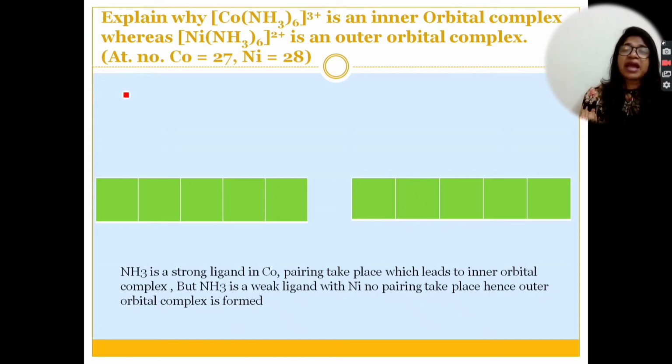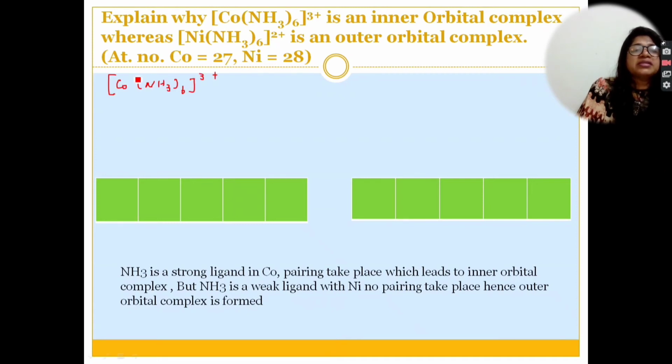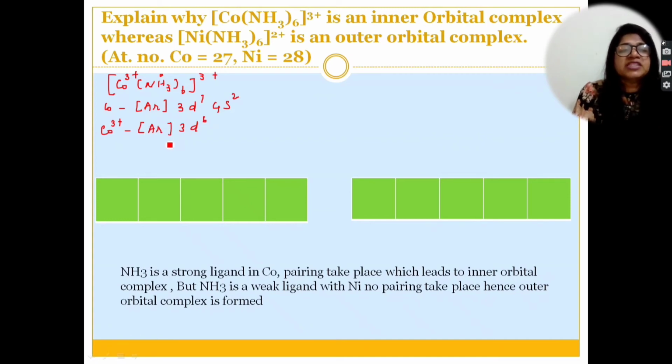You just have to write this if it is for 1 mark. But if it is for 3 marks or 2 marks, you have to show the explanation. Look at this complex. Now cobalt is 3 plus. NH3 is 0, the charge of cobalt is 3 plus. Electronic configuration of cobalt is... remove 3 electrons, Co3+ has the electronic configuration argon 3d6. Now arrange these 6 electrons.